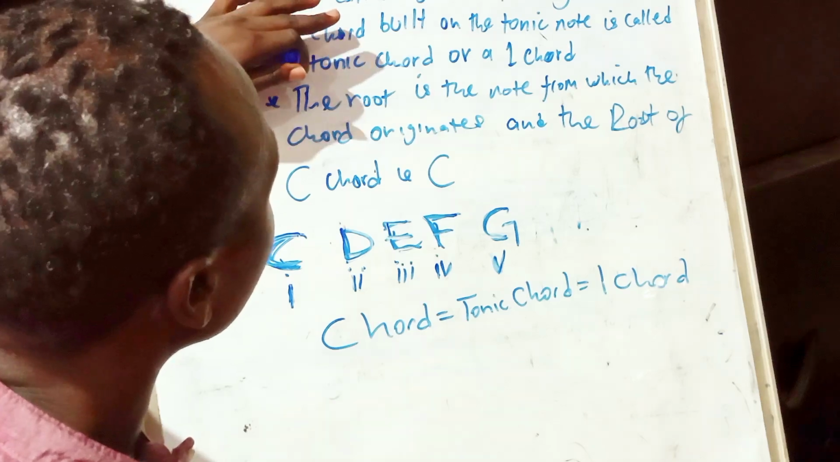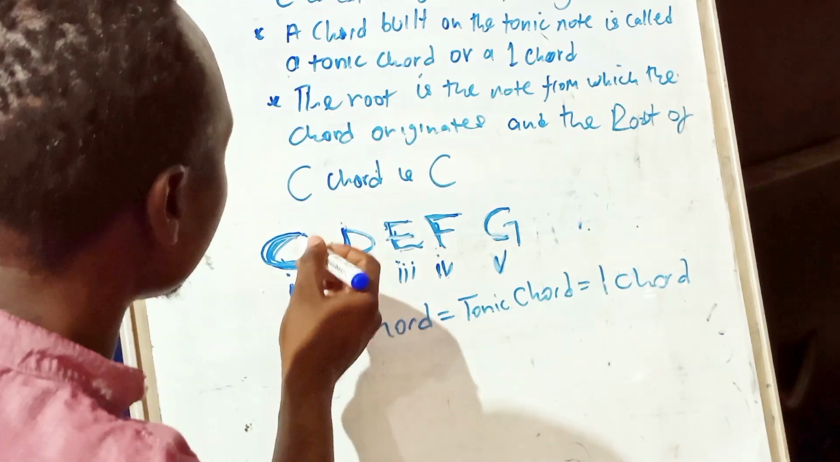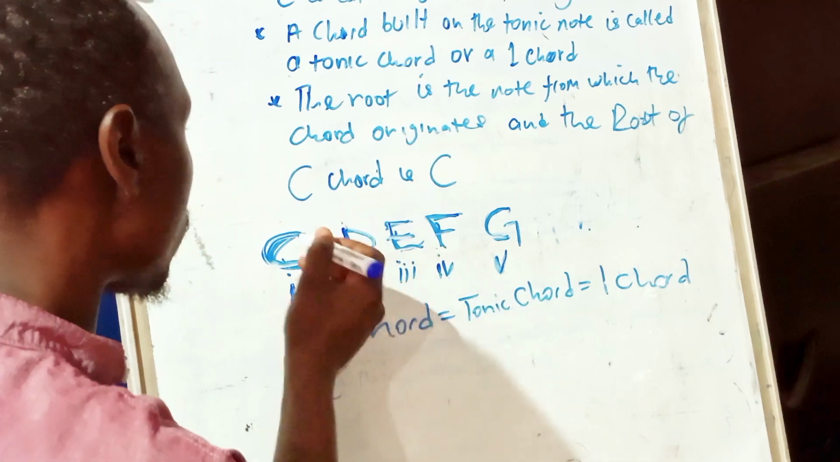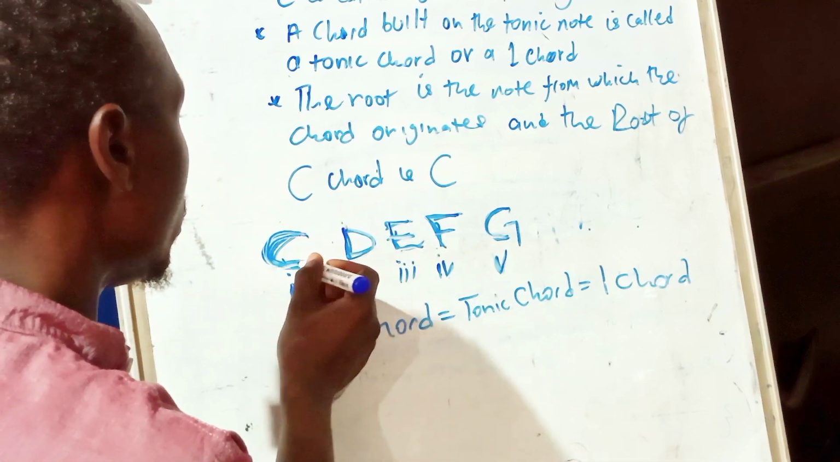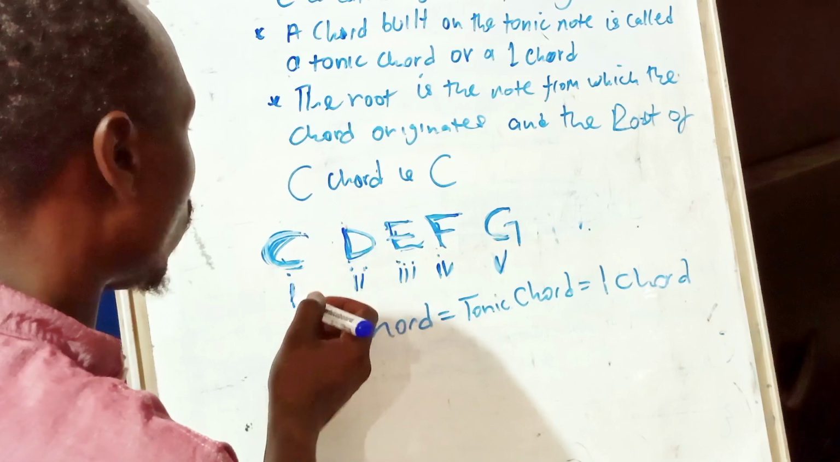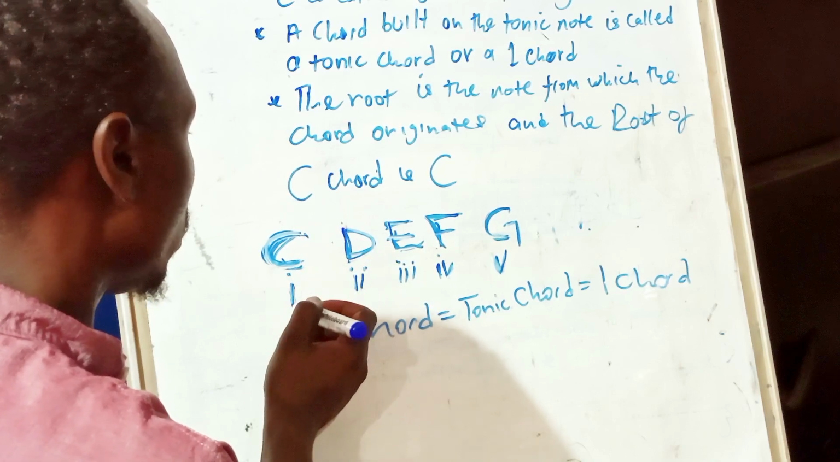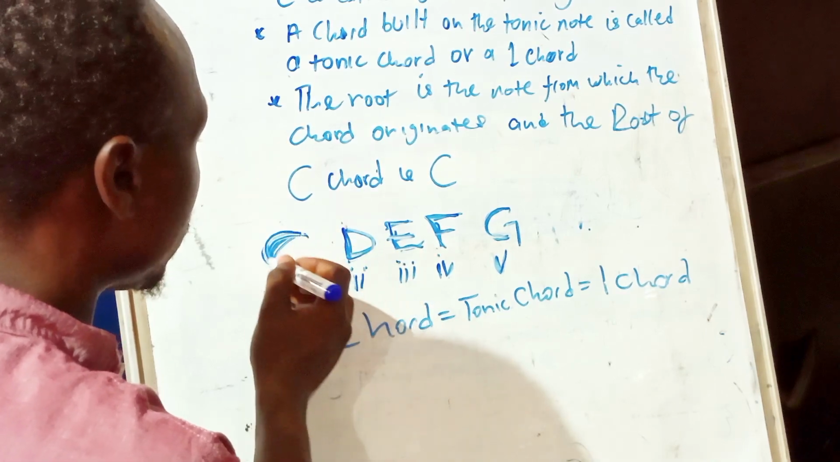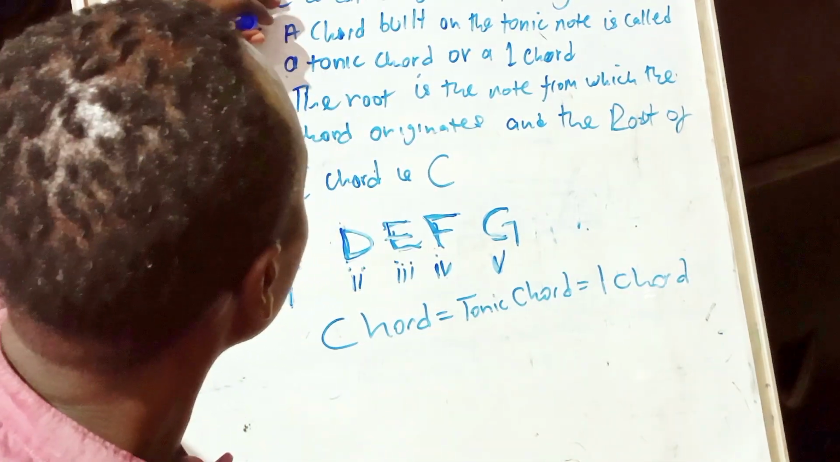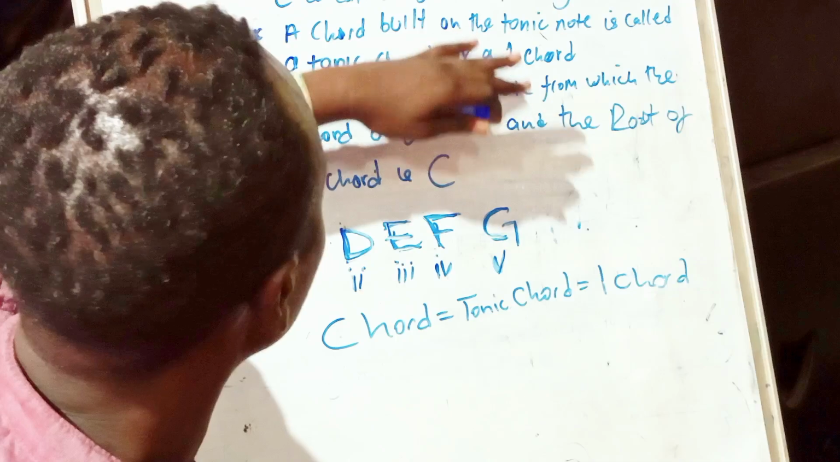C is called the tonic or key note. Why? Because C is on degree 1. That's why we call it 1, and why we call it the tonic note, because it is the beginning place. It's the home note of the chord. So C is called the tonic or the key note.